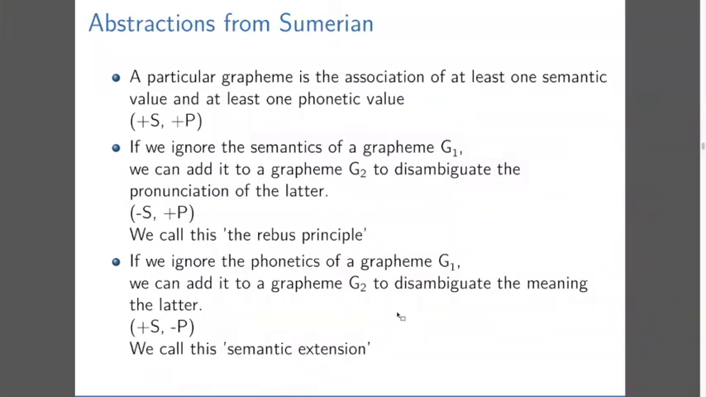Now I call it semantic extension because the meaning is always a change of meaning. You might be using the first process, the rebus principle, from going from one pronunciation to exactly the same pronunciation in a different morpheme. But the semantic determiners always will be associated with a change in meaning because two different morphemes in a language mean two different things by definition. Yeah? So that's a semantic extension. So I think that's a nice abstract characterization of what's going on in Sumerian.